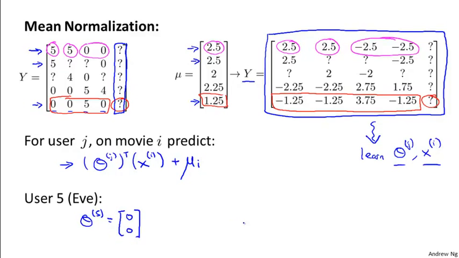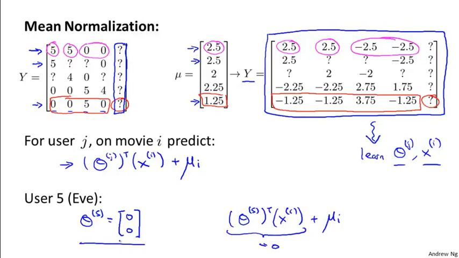So what we're going to get then is that on a particular movie i, we're going to predict for Eve theta 5 transpose xi plus add back in mu i. And so this first component is going to be equal to 0 if theta 5 is equal to 0. And so on movie i, we're going to end up predicting mu i. And this actually makes sense. It means that on movie 1, we're going to predict Eve rates it 2.5. On movie 2, we're going to predict Eve rates it 2.5. On movie 3, we're going to predict Eve rates it 2, and so on.